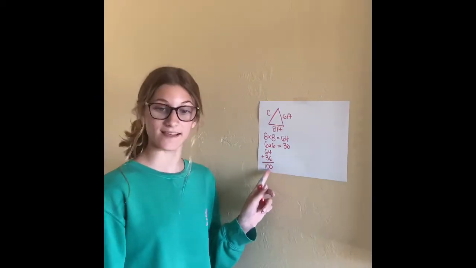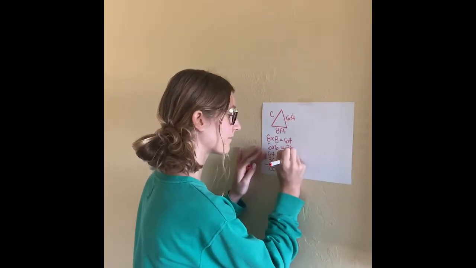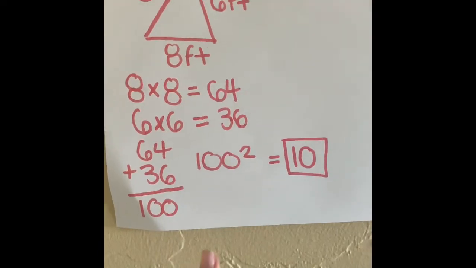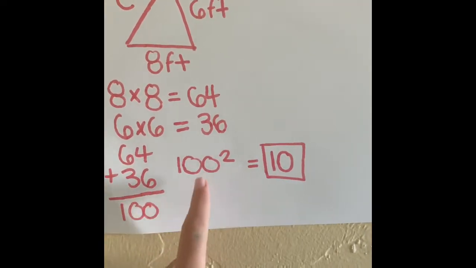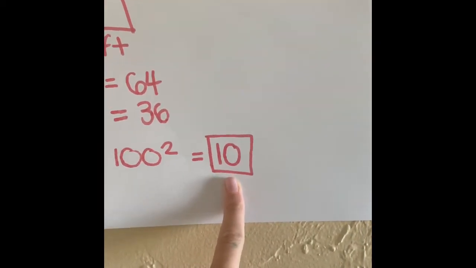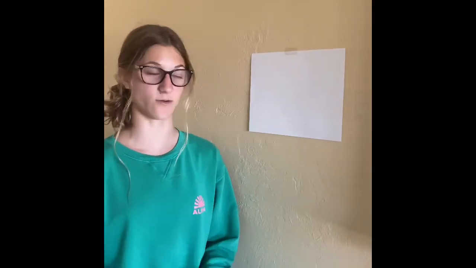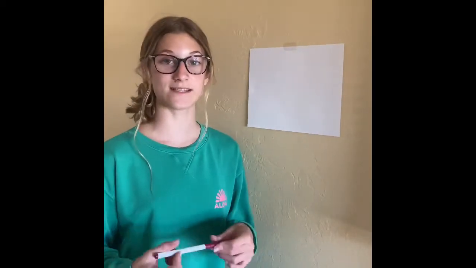After you get this number, you are going to find the square root of 100, and that is going to give you 10 as your final answer. Now I'm going to teach you how to solve another C equation. For this, you are going to add again.